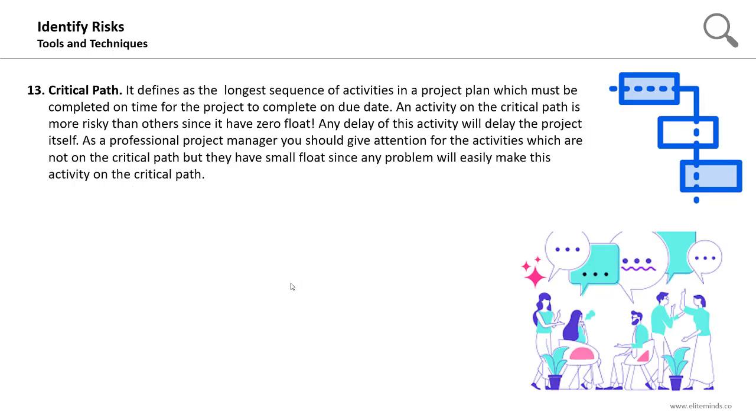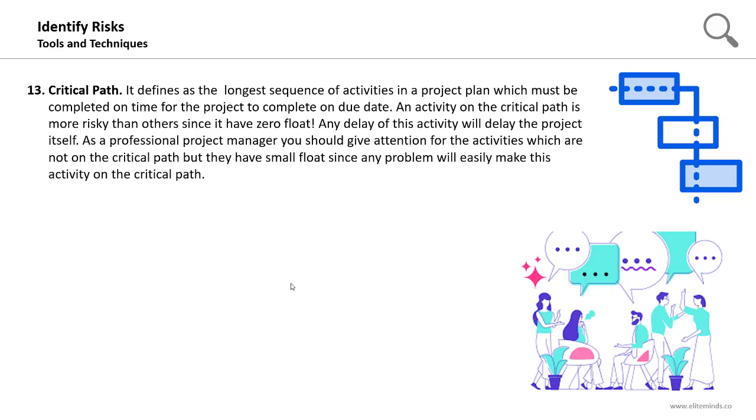Critical path is an important tool used in risk identification, and I am covering this topic in detail as part of the Focus on Math section. The critical path in the schedule management knowledge area is defined as the longest sequence of activities in a project plan which must be completed on time for the project to complete on its due date.